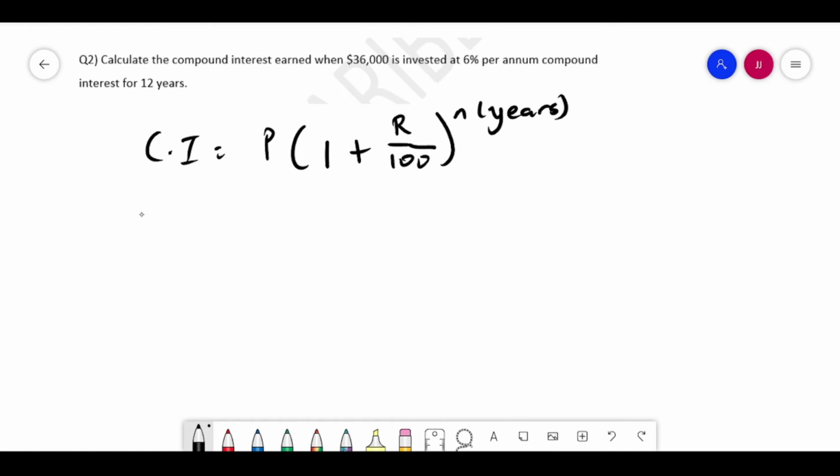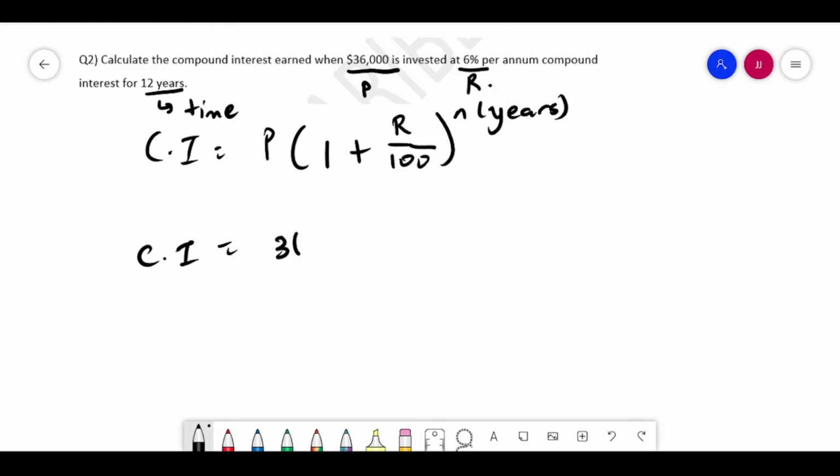So all we do is plug it into the formula. Calculate the compound interest earned when $36,000, this will be the principal, is invested at 6%, which is the rate, per annum. It's invested at 6% per annum compound interest for 12 years, which will be the time.